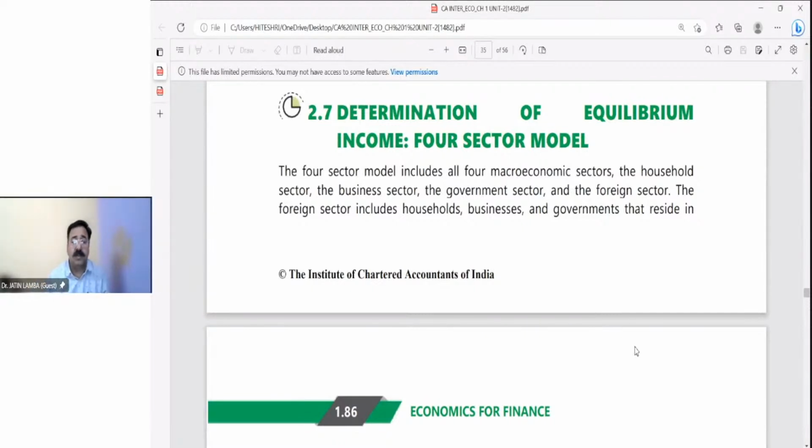So बच्चों, आज हम continue कर रहे हैं। We are continuing with our second unit of the first chapter, that is determination of equilibrium income in four sector model, right? So we have so far discussed two sector model, three sector model, and now today we will cover a four sector model, right? And after that we will start our second unit.